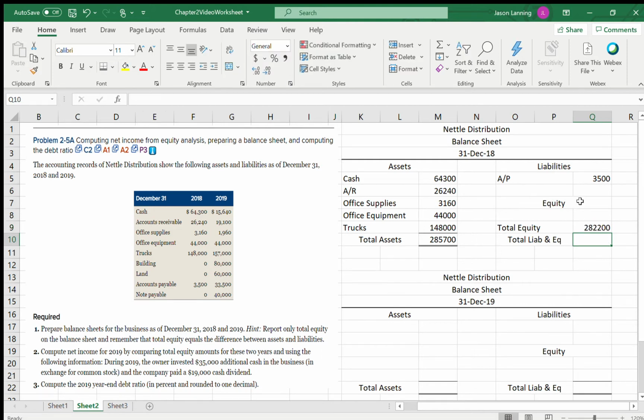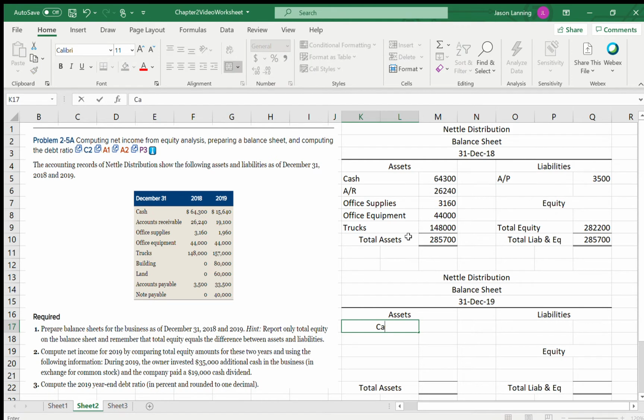So our total liabilities and equity are equal to liabilities plus equity. Let's see, what is that? Q9. So 285.7, we balance, we're good. Now let's do the next year's, 2019.